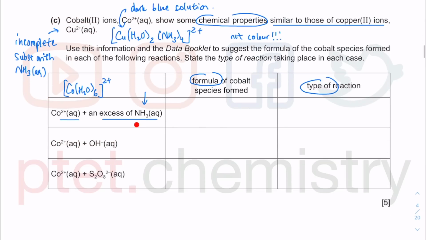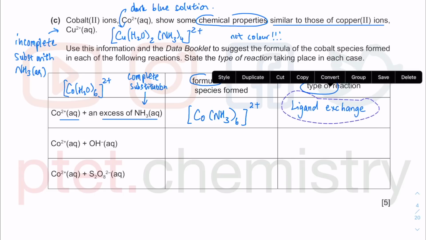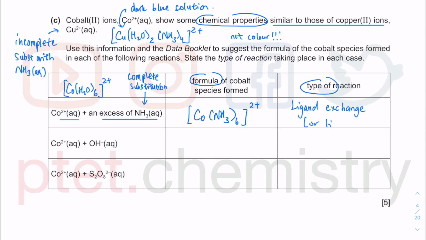But with Co2+, you're going to get complete substitution. This means all the water gets replaced by ammonia. So you still have the 6 ligands around you, and ammonia, just like water, does not have any charge, so you still retain the 2+ charge for the overall complex. This is a ligand exchange, or you can call it ligand substitution. They both mean the same thing.